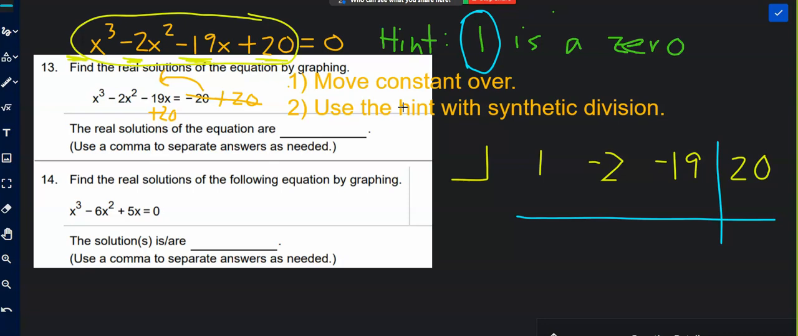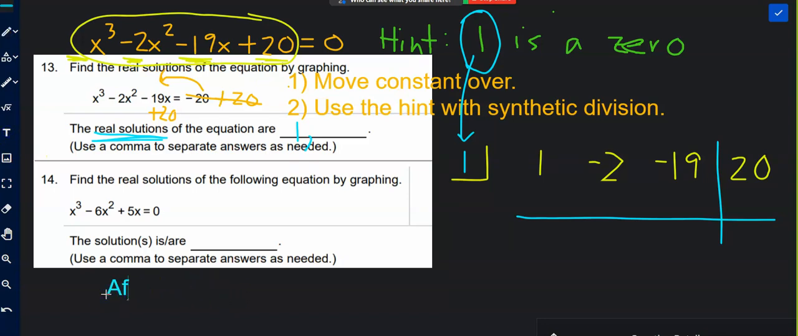But the 1 is going to come inside this box, since 1 is a 0. Now, if 1 is a 0, remember it says right here, the real solutions, 1 better be an answer on your answer line. I mean, come on, folks. If you don't use the one I give you, that's kind of bad. All right, so first things first.